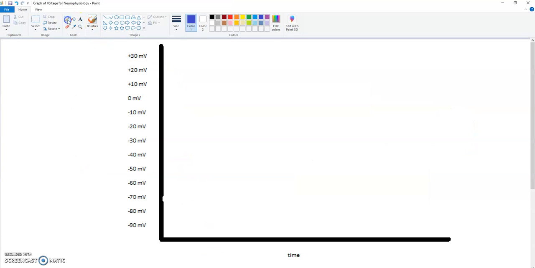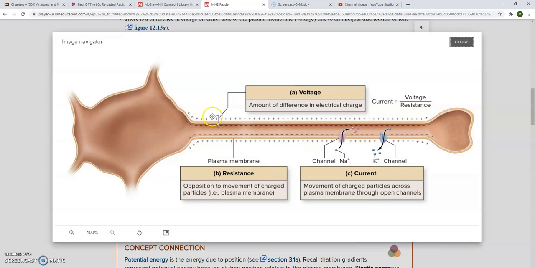So I'm going to use blue here and draw the voltage of a neuron at rest. Sorry, my hand's a little shaky. So this is the voltage across the plasma membrane of a neuron that's at rest. Okay, so we're going to go back to our picture. We know that this is -70. We'll say this neuron's at rest, so this is -70 millivolts. That's the voltage, and that's the difference in the electrical charge across the plasma membrane.